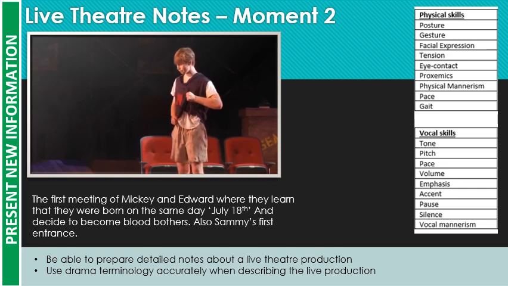So moment two then, I've chosen a moment where we see Mickey and Edward now, and they've grown up a little bit to the moment where they're both 7, nearly 8. So the first meeting of Mickey and Edward when they learn that they were born on the very same day was July the 18th and decide to become blood brothers. Also, this is Sammy's first entrance. So we're going to watch the moment together, then we'll talk about it.